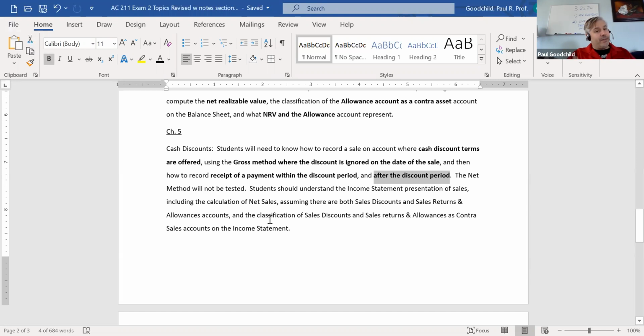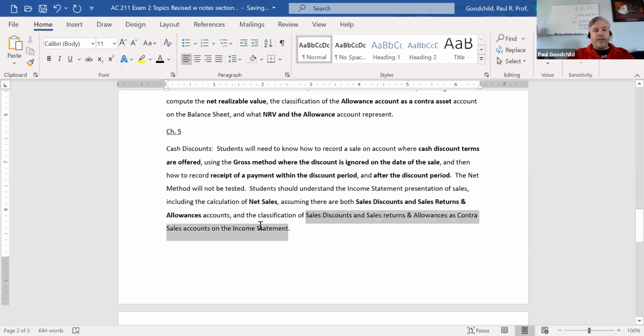Should also understand the difference between credit card sales and a credit sale. And you should understand the income statement presentation, calculation of net sales, which is pretty straightforward. You're taking away your sales discounts and sales returns allowance. And then the classification of those as contra sales accounts on the income statement. So just part of net sales.